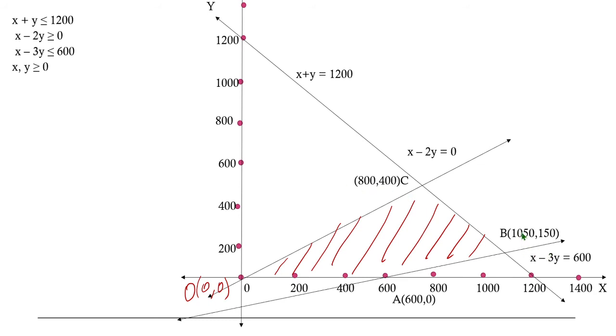Even otherwise, if you want to check these points, B and C are the intersection of two lines, so solve the two equations corresponding to these lines and you will get the point of intersection for B. Similarly, you can confirm C also, whether these points are correct. Otherwise, if you are very sure from the graph sheet, you can write directly.